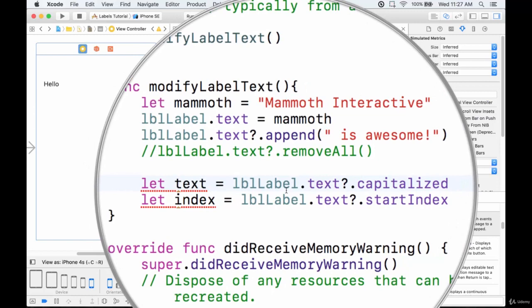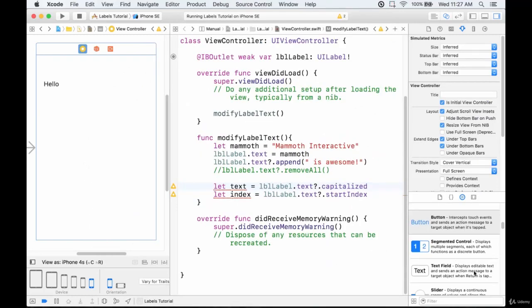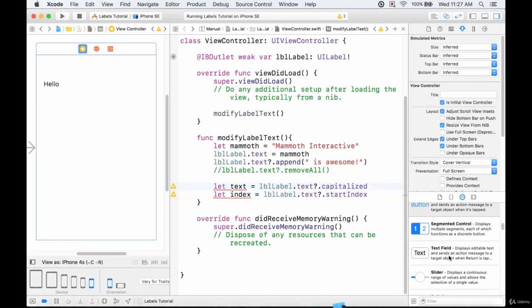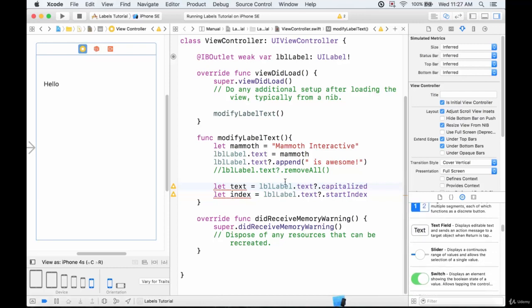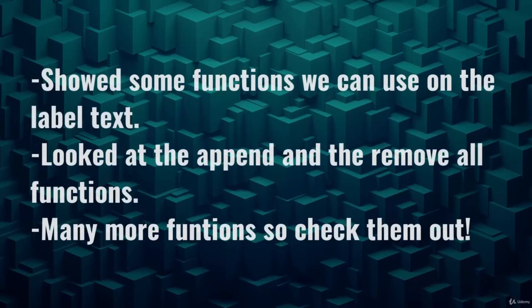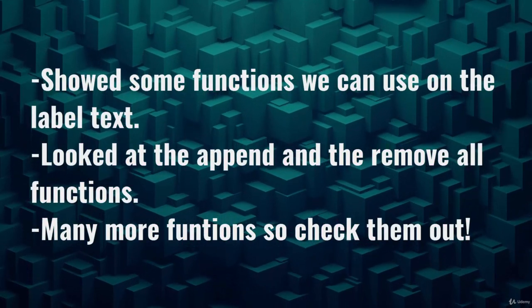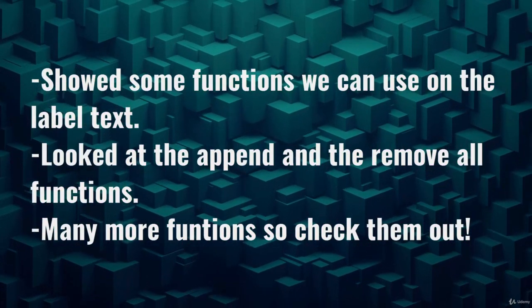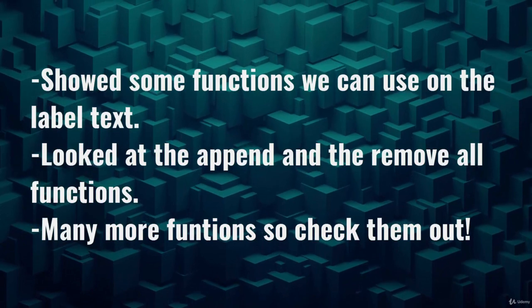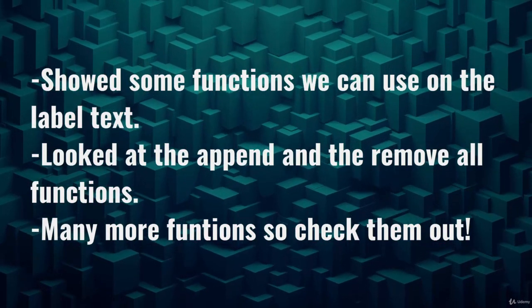This will be more useful with text fields, which are going to be the input texts rather than the output text. But it's a good thing to know, just in case there is something in a label that we want to be able to take out and store in a variable. Okay, so in this part we showed how to extract text from a label. So we store the current label text in a constant and then perform some functions on it.